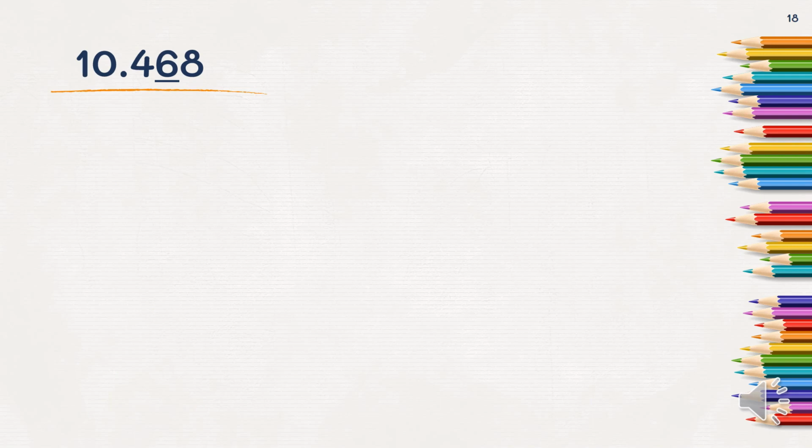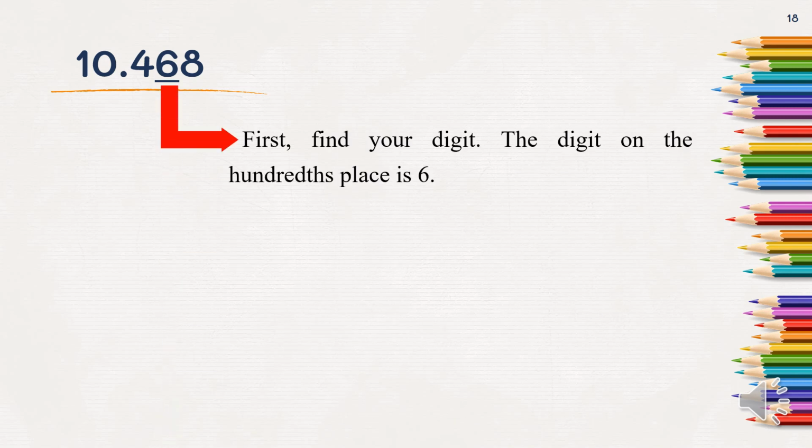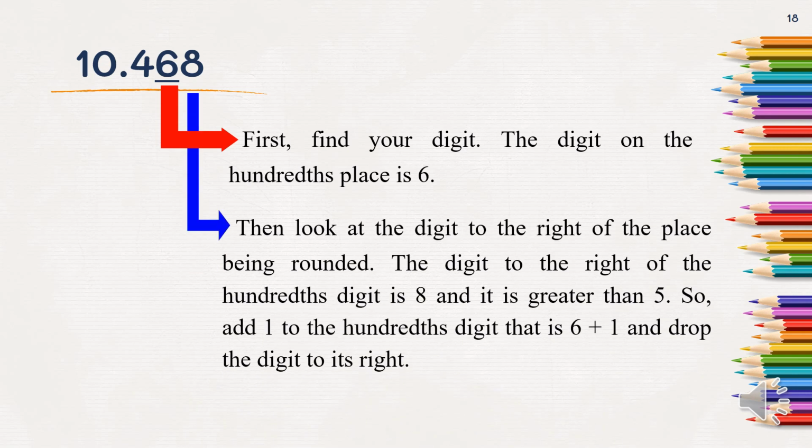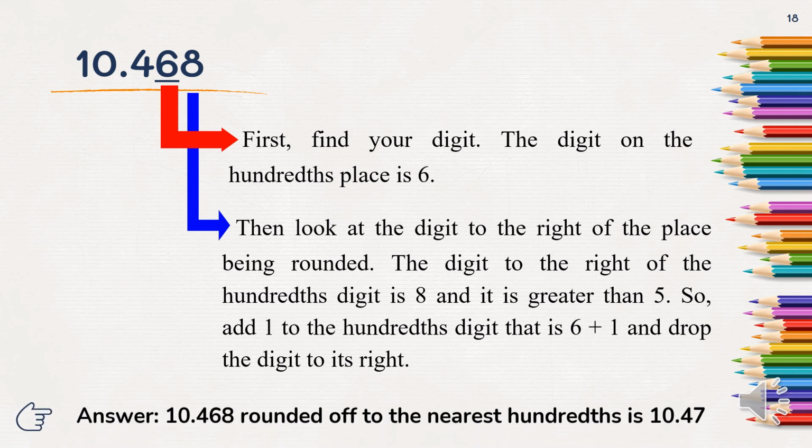Now let's write the given number. It's 10 and 468,000. First, find your digit. The digit on the hundredths place is 6. Then, look at the digit to the right of the place being rounded. That's in the color blue. The digit to the right of the hundredths digit is 8 and it is greater than 5. So add 1 to the hundredths digit, that is 6 plus 1, and drop the digit to its right. So the answer is 10 and 468,000 rounded off to the nearest hundredths is 10 and 47 hundredths.